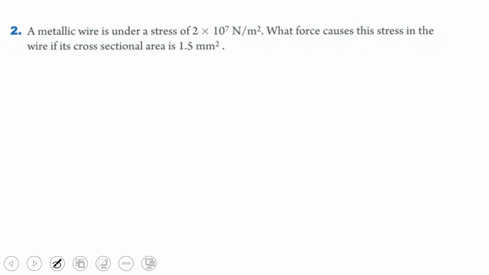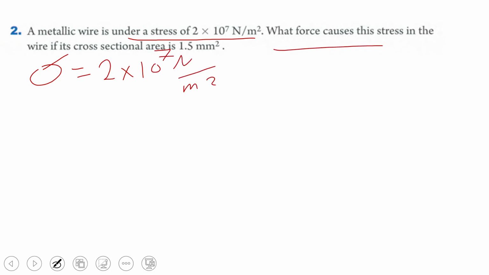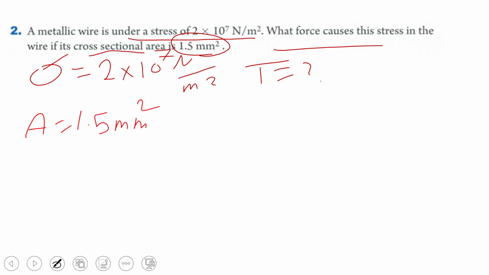Guys, question 2. That question is important. Look, question 2. A metallic wire is under stress. The stress is written as 2 times 10 power 7 Newton per meter square. What force caused the stress? Find T. If the cross-section area equals 1.5 millimeter square.